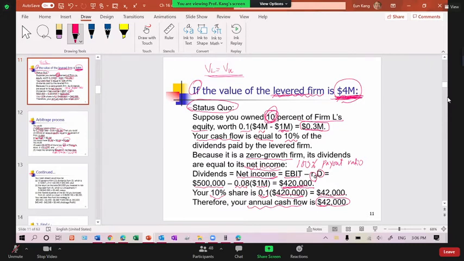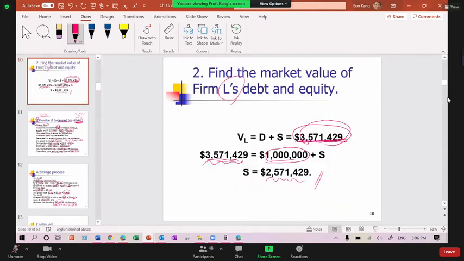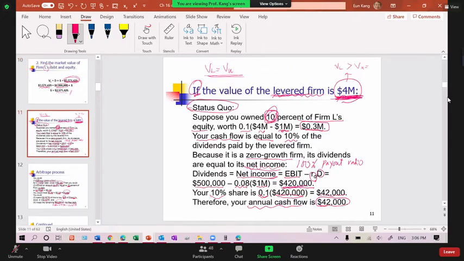So the procedure of proof is that if the value of the levered firm is 4 million, that is greater than, VL is greater than VU. That is here, 2.57 million. So if VL is not VU, this is what this means. If VL is greater than VU, right?